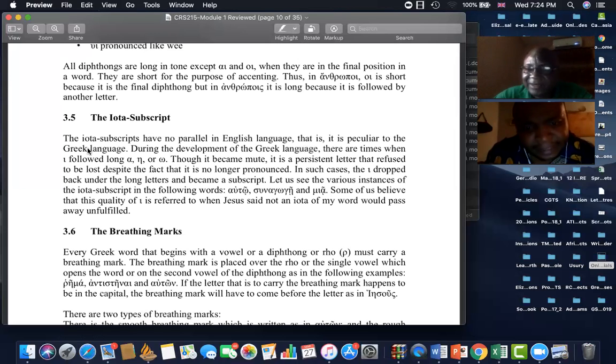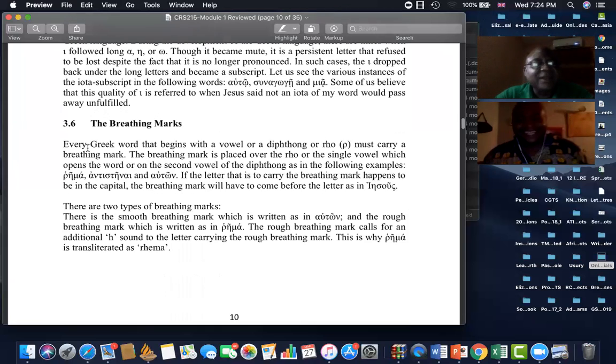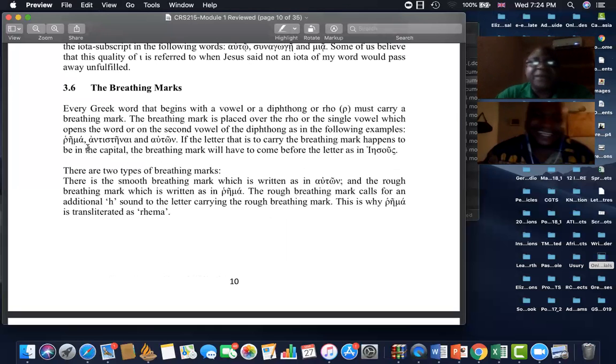Because of this characteristic of iota, that is what Jesus was referring to when he said not an iota of my word will pass away. Iota does not go away even when it becomes redundant. Are you getting the gist? Now, we are not talking about breathing marks.